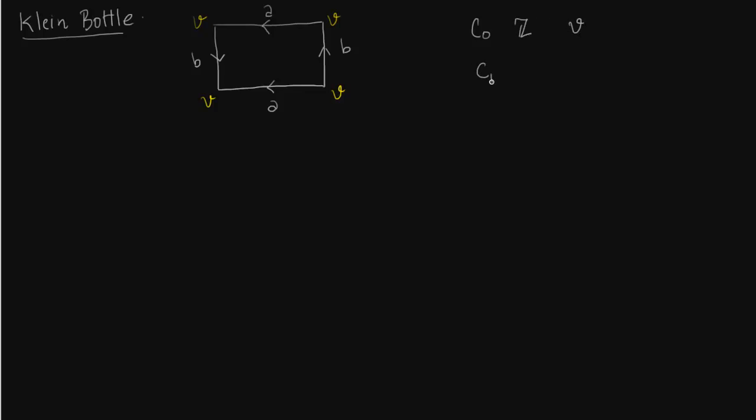C1 is Z². It is generated by sides A and B, and C2 is just the surface, the two-cell. Let us put some lines here to show that it is a two-cell. So let us now write the chain complex. C2, Z², which is C1, and then C0.